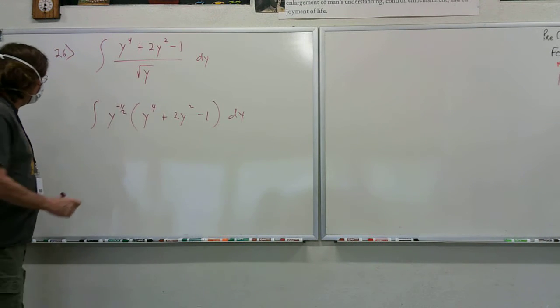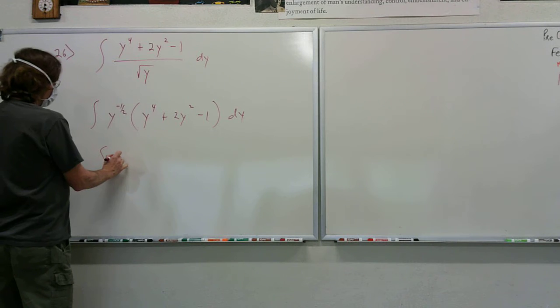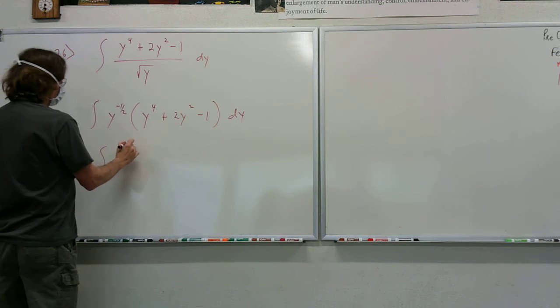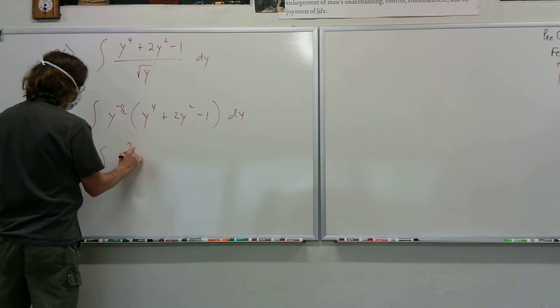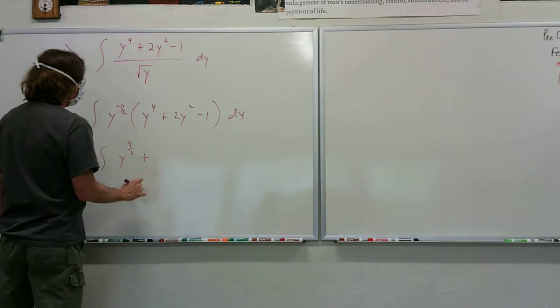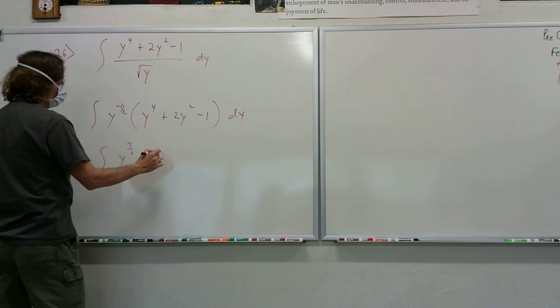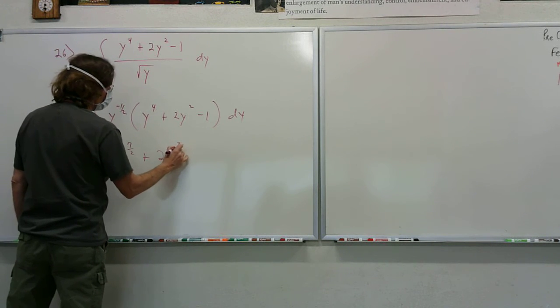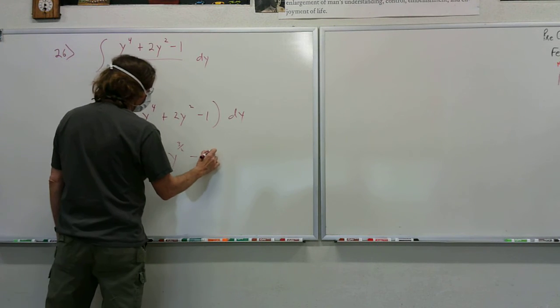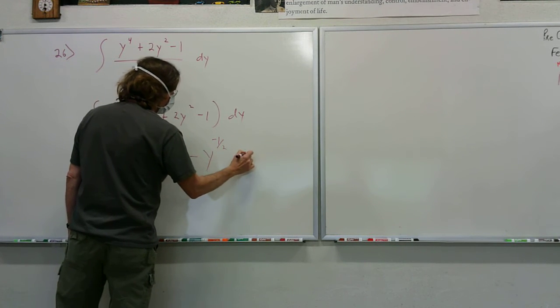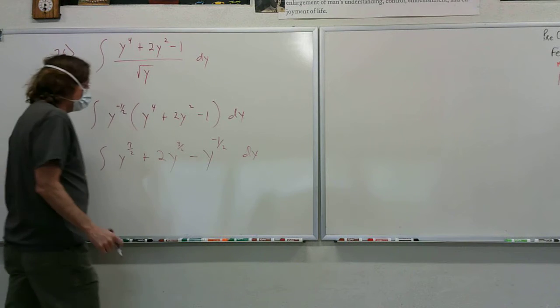Distribute it, yeah. So she's going to get y to the 7/2 plus 2y to the 3/2 minus y to the negative 1/2. And then she's got a dy still out there on the end.